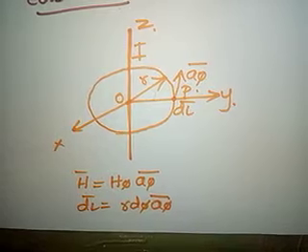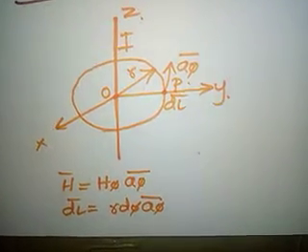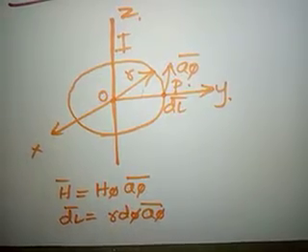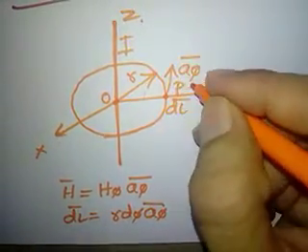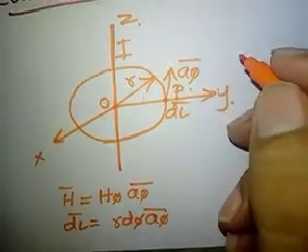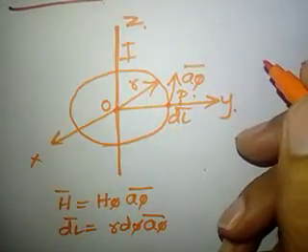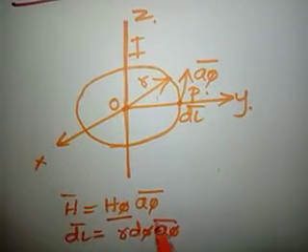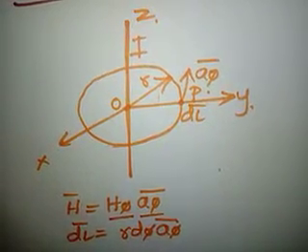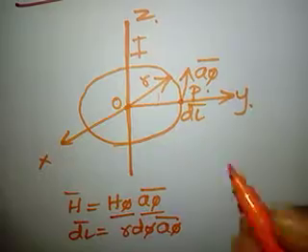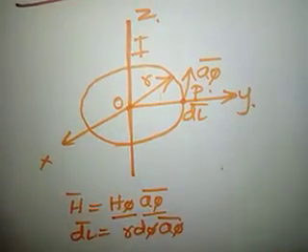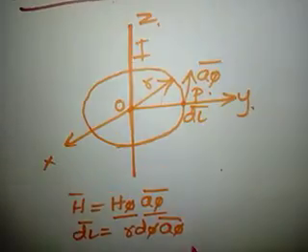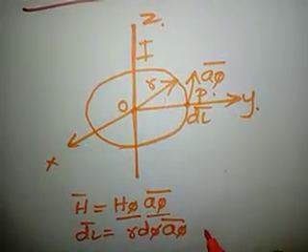So what we have done here: first we got the equation for H bar. H bar is along the tangential component, that is a-phi bar. I hope you are getting the point, students. So H bar is equal to H-phi a-phi bar; it exists only along the tangential component. Next, dl bar is the radius multiplied by the small angle into a-phi bar.